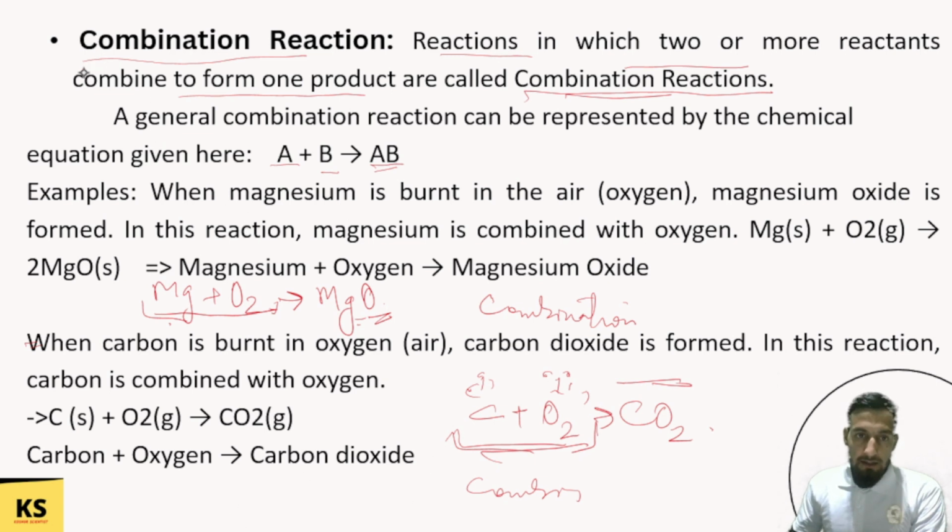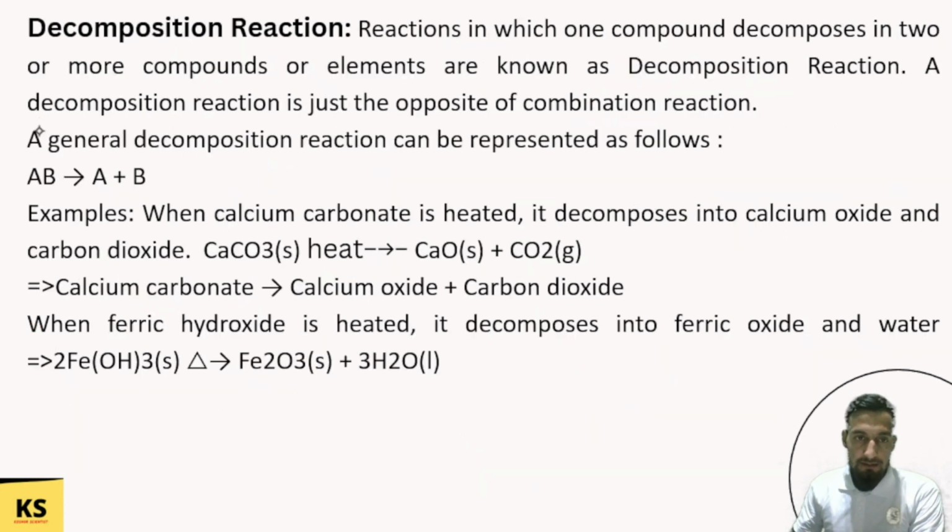What type of reaction are these? Chemical reactions of what type? Combination reaction in which two or more reactants, तो कम से कम दो या दो से ज़्यादा जितने भी हो, जब वो आपस में मिल जाते हैं तो जो हमारे पास सिंगल प्रोडक्ट आता है, we say that this is a type of combination reaction. Coming to the second type of reaction, that is decomposition reaction.